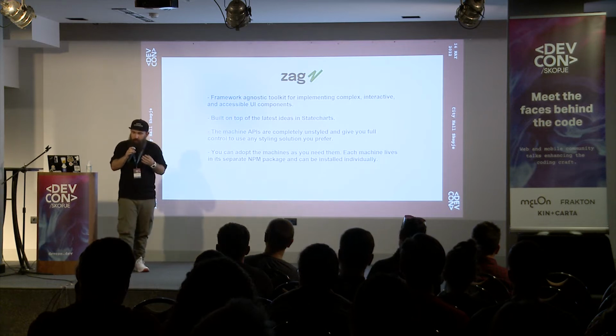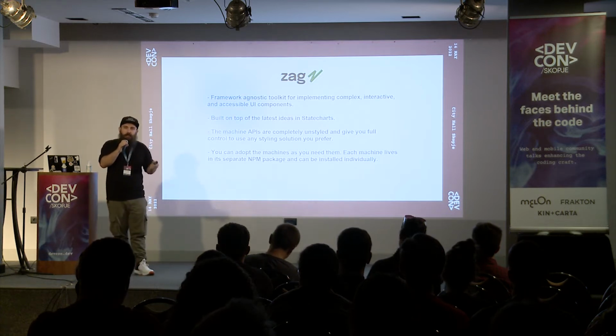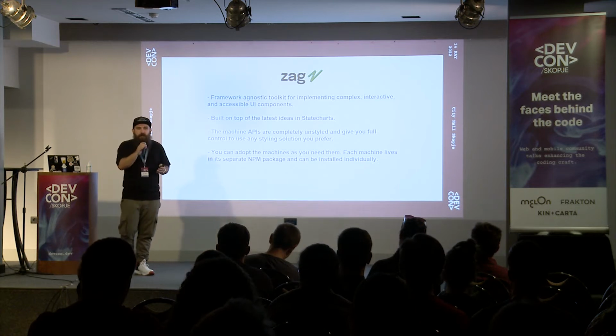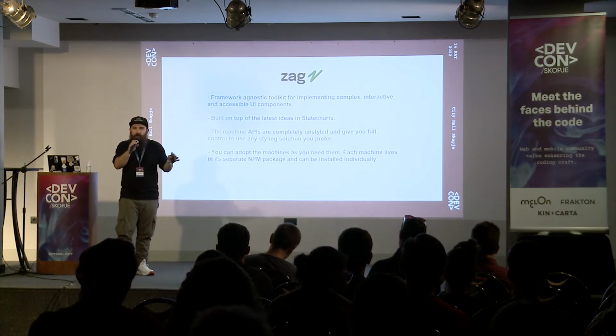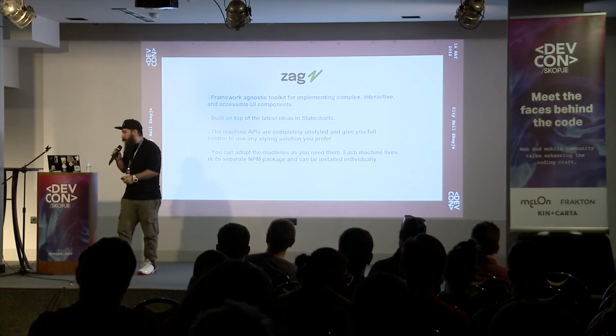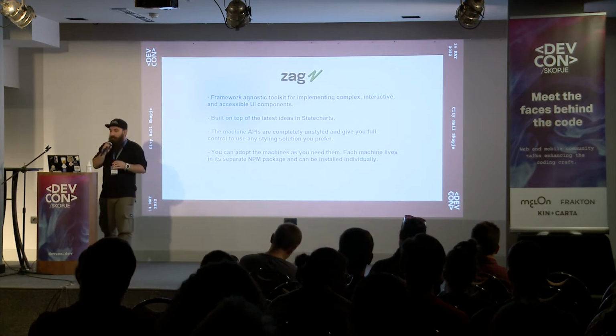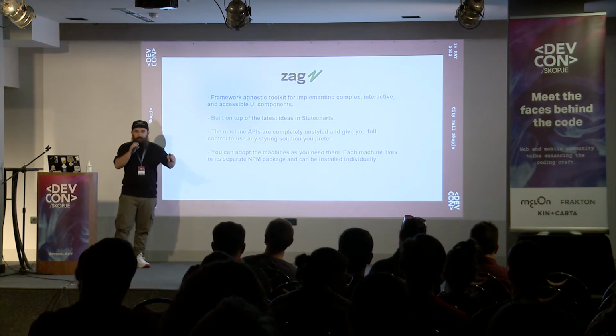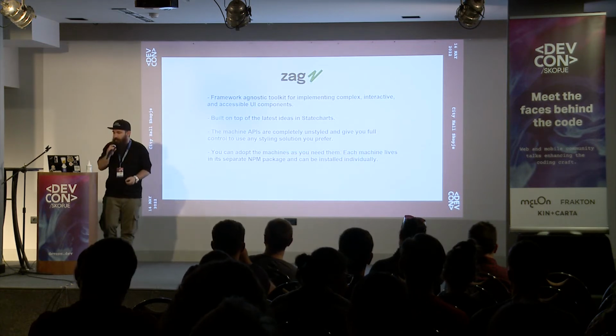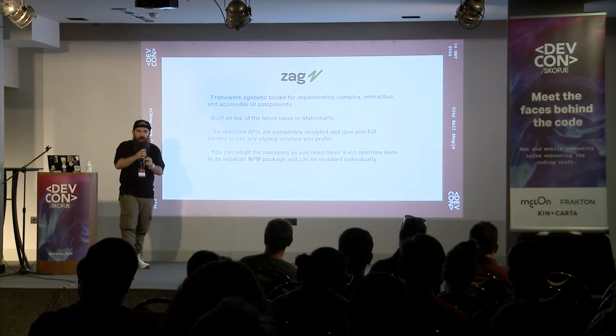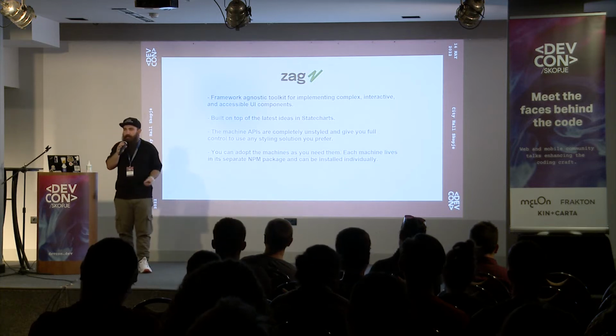It is basically a collection of state machines that describe the logic of every web component that we can find on any website, right? So the machine APIs are completely unstyled. It's just pure behavioral logic. They give you full control to use any styling solution you prefer. You can use Chakra, you can use Material, you can use Tailwind. Please use Chakra. And also we package them into their own separate NPM packages. So if, for example, you want to refactor using Zag.js, you can do that gradually, package by package.